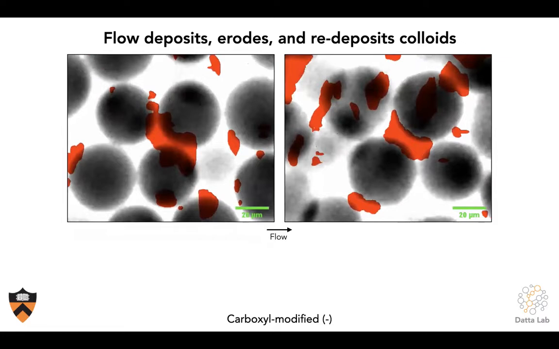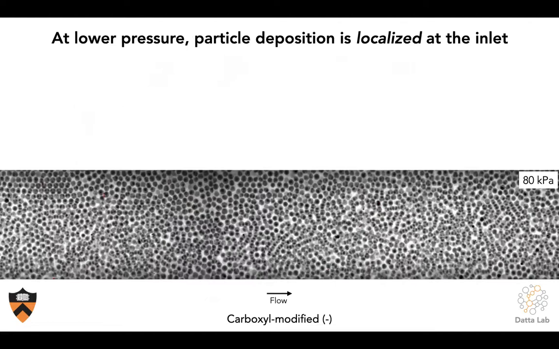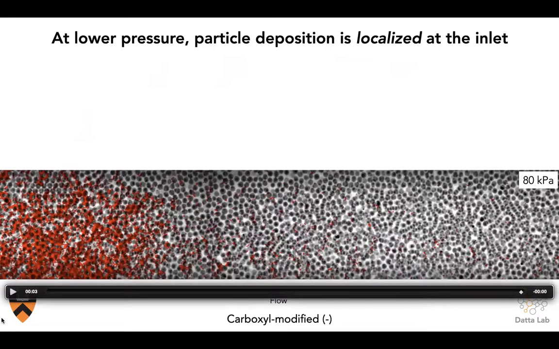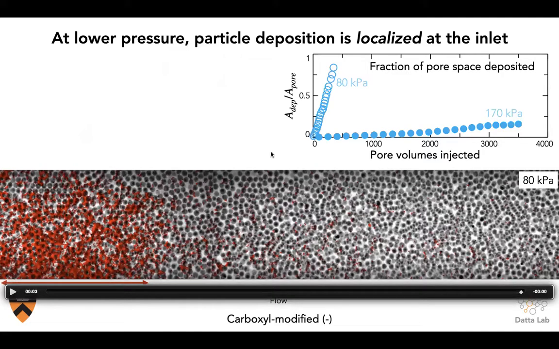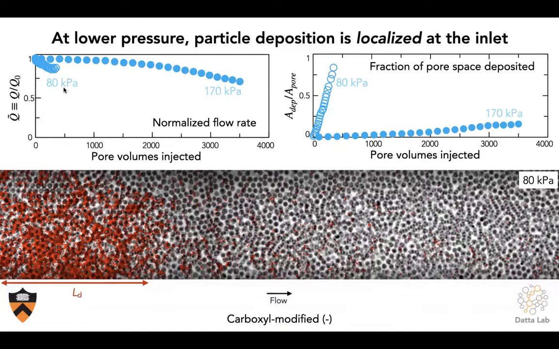We again find this dynamic steady state where the pressure drop across a deposit exceeds the yield stress that you need to push it through. Whereas when you make the pressure drop lower, right, we again have deposition localized near the inlet, right? The medium clogs more rapidly, the permeability goes down more rapidly, and in this case, the pressure drop across these aggregates, these deposits, is insufficient to cause them to yield.